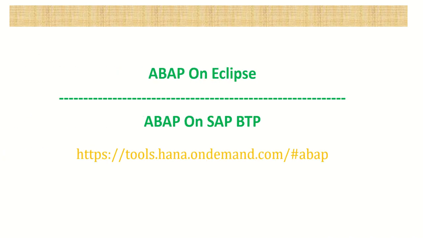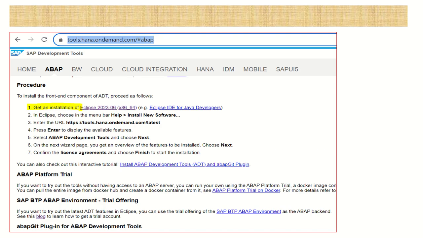So to install the ADT on our local machine, we have to go to this website, that is tools.hana.ondemand.com/ABAP. After this, here we can see the procedure to install the ADT component. So before installation of Eclipse, first we have to check whether Java is already installed or not in our system. If it is not there, first we have to install Java.